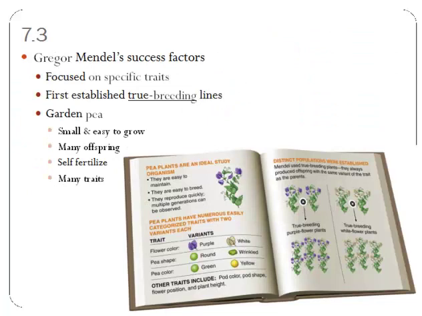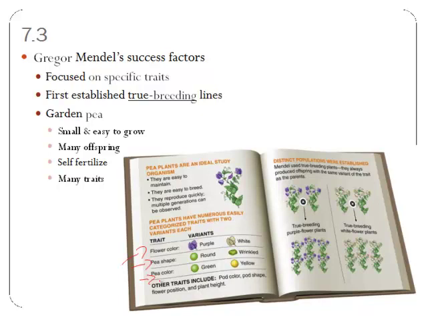So his success factors, what did he do? Well, he focused on specific traits, which a lot of people who had done breeding before hadn't. So he would look at one characteristic at a time. So if he was looking at flowers, he would look at their color, purple or white, and ignore everything else. If he was looking at the peas, he'd look at just the shape and ignore everything else, or look only at the color. So one set of characteristics at a time.